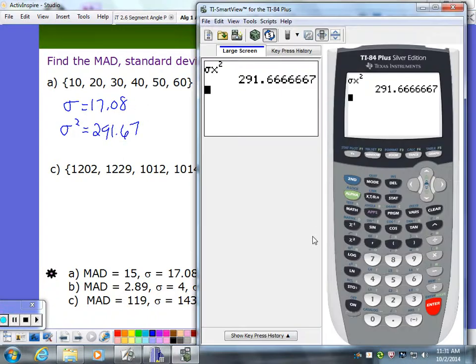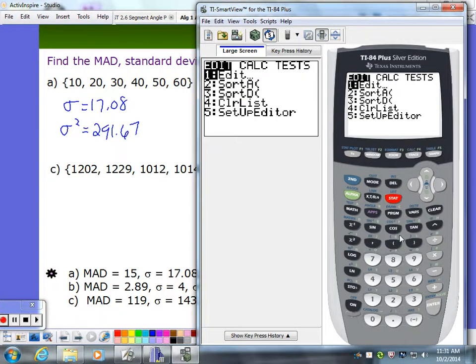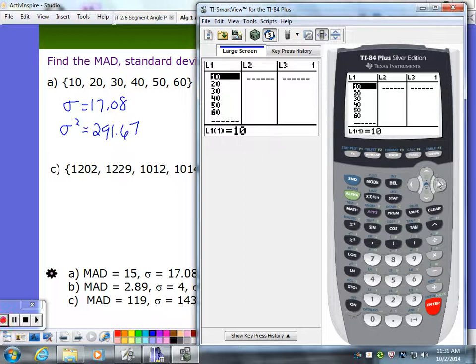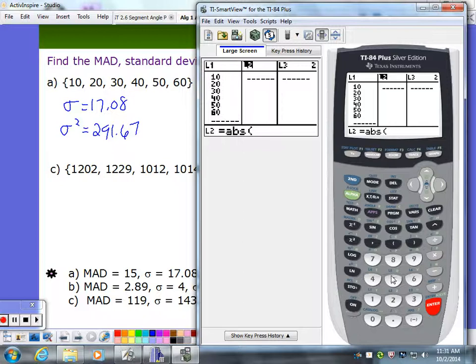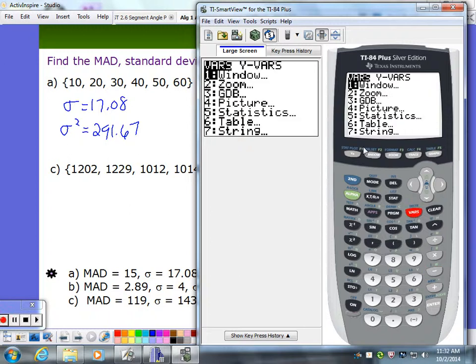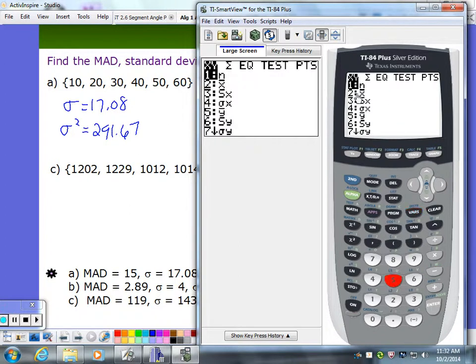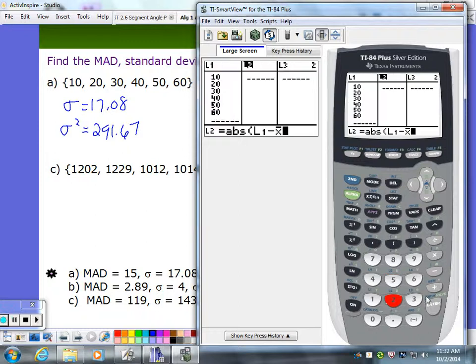Now if I want the MAD, I'm going to go to the math button, move over one to abs, the absolute value, because I want the absolute value of the deviation. Everything in list one minus the mean. Well, I already calculated the mean, it's stored in the VARS. So VARS number 5, the mean here is number 2, X bar, and then press enter.